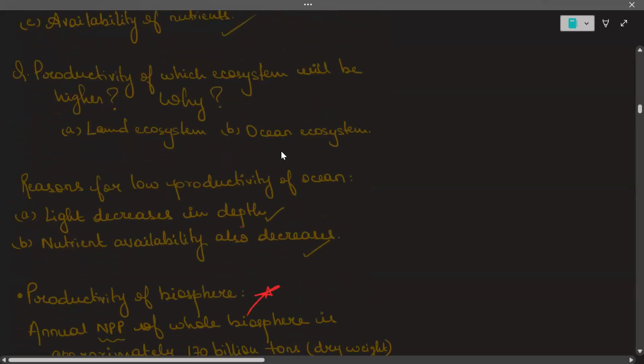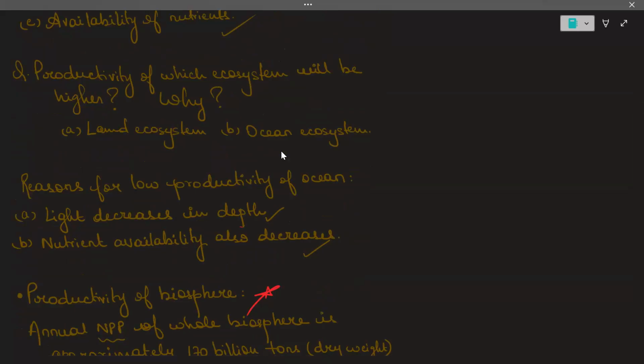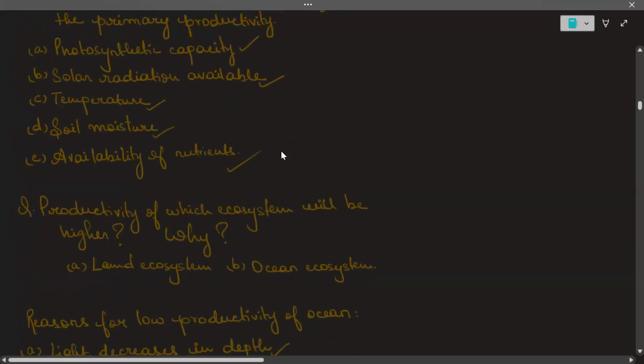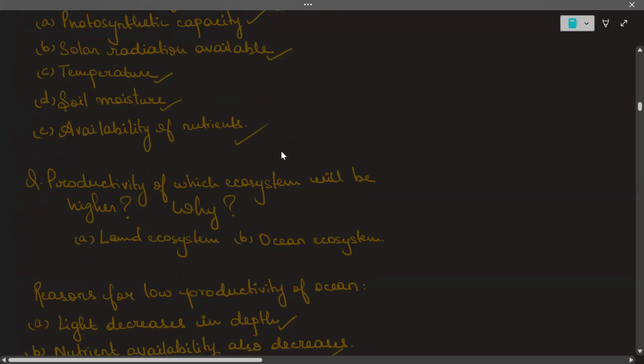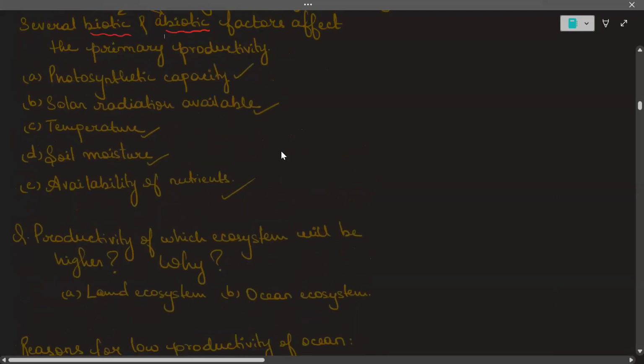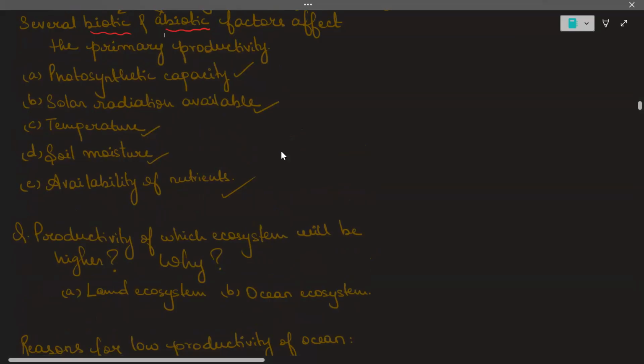Now, they say that the productivity of which ecosystem will be higher? Tell me, land ecosystem or ocean ecosystem? Land ecosystem. Why? Because there are more living organisms on land. And there is photosynthesis. There is more availability of nutrients. See, your answer is correct.